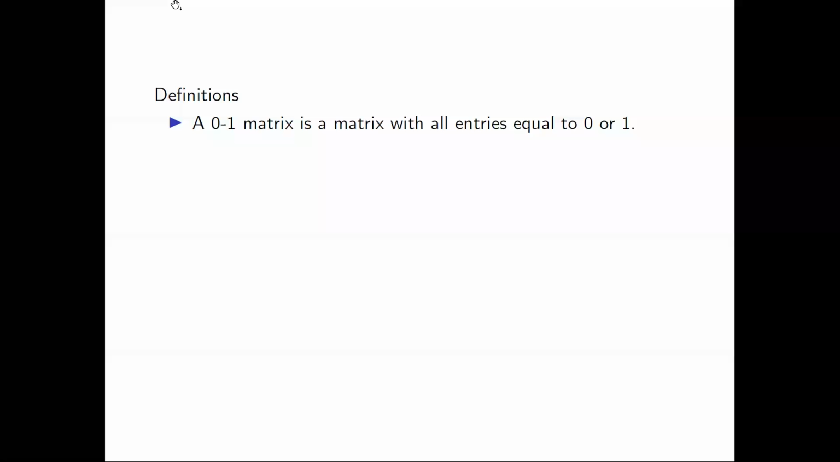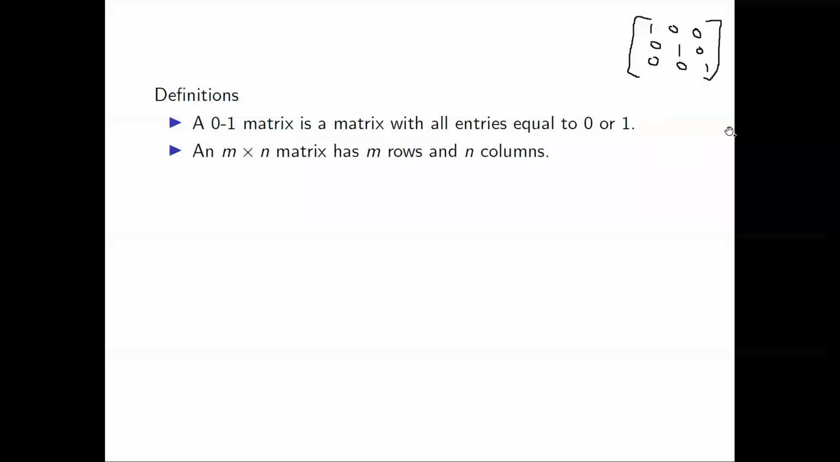So first, to review, a 0-1 matrix is just a matrix where all the entries are equal to 0 or 1. So you've probably seen these before. If you've taken linear algebra, you've definitely seen this one plenty. So that's an identity matrix. And when we write an M by N matrix, we mean a matrix that has M rows and N columns. So this one over here is a 3 by 3.